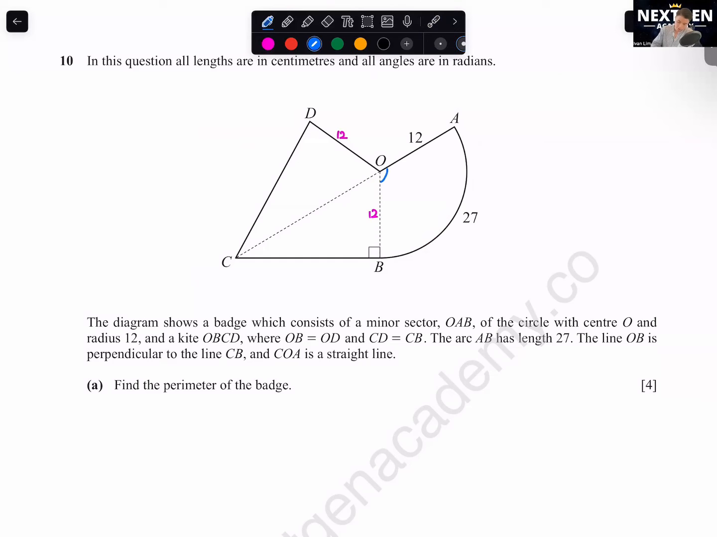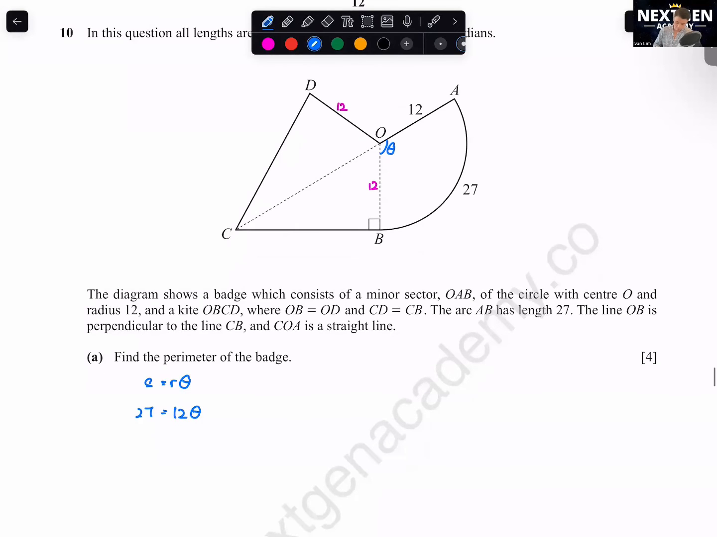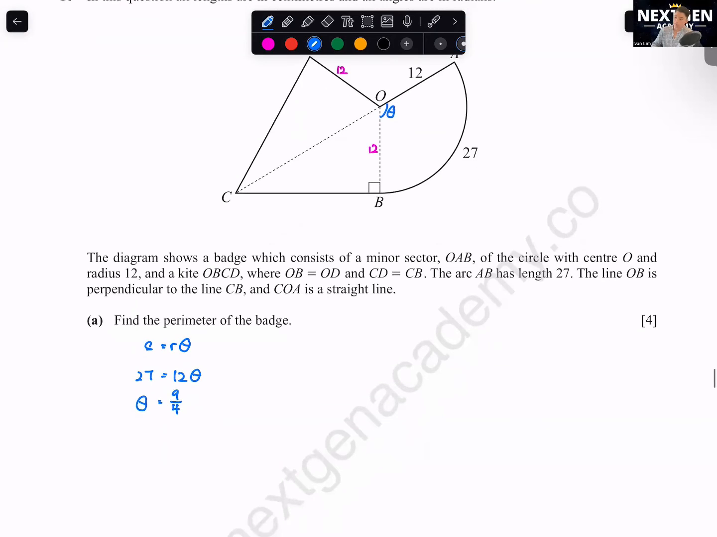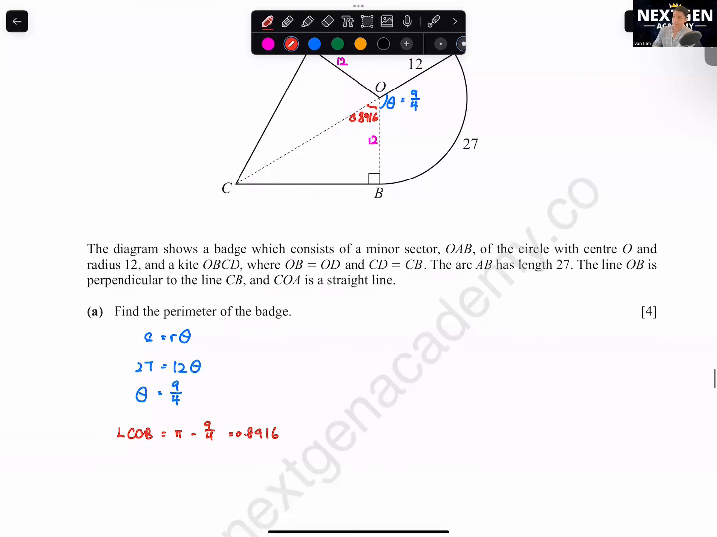Okay, first thing I want to find is this angle here. Okay, this is theta. So S equals to R theta, which is your formula of arc. So 27 equals to 12 theta. Theta is equals to 9/4. Okay, next thing, I want to find this angle here. This angle here, because it's 180 degrees, so my angle COB is pi minus 9/4, which I'll get 0.8916.